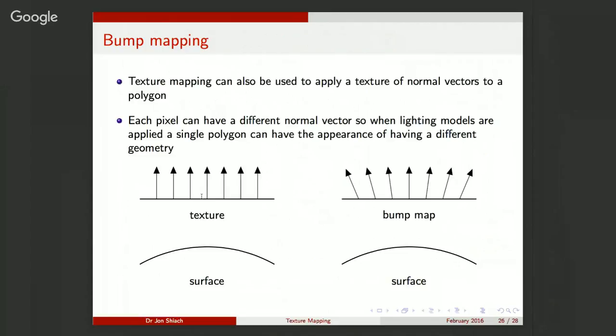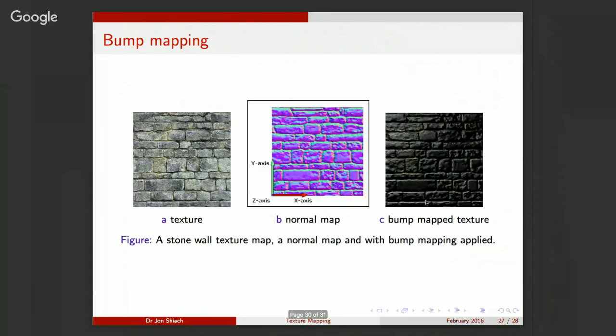But what I can do is apply a bump map, so each pixel on my curved surface has a slightly different normal vector. Then when I apply my lighting model and look at my curved surface, it gives the impression of a curved surface. And this is called a bump map. There's a better example here.